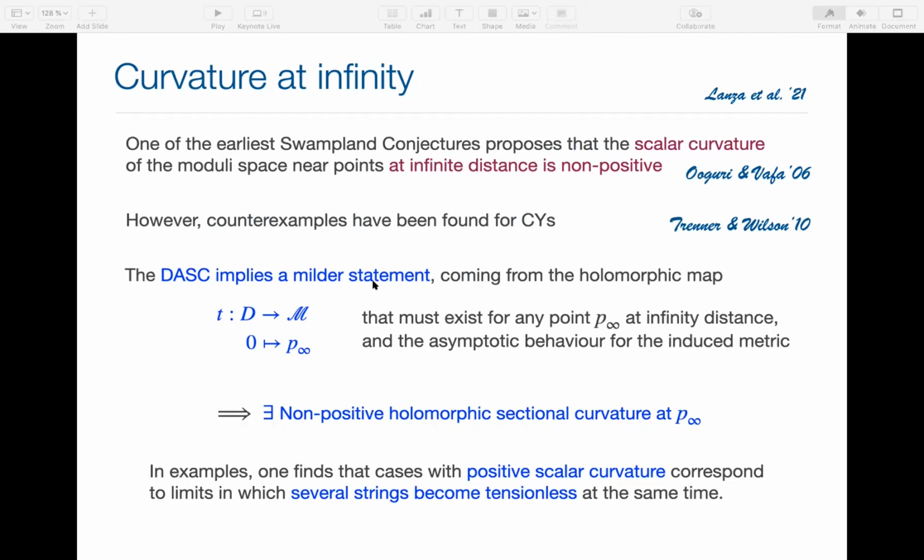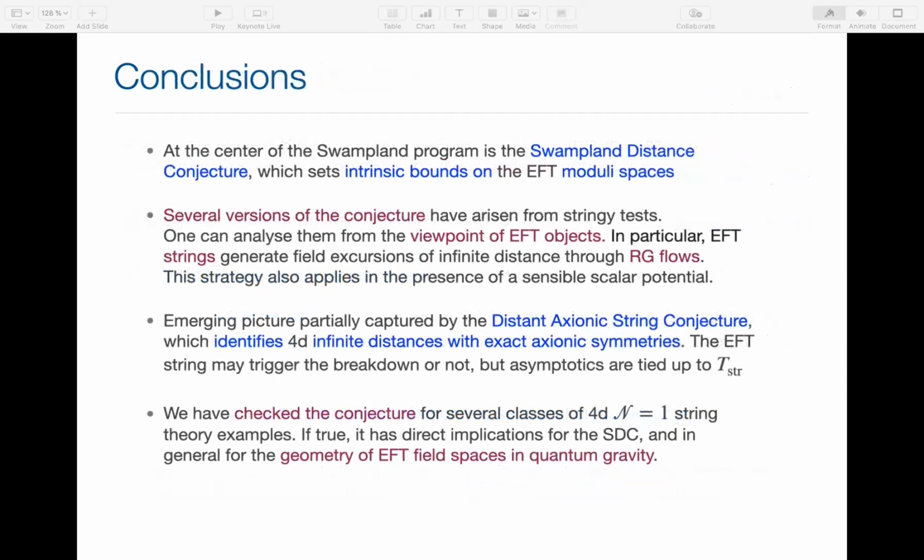non-positive. But what we do find, by construction, is that there is a holomorphic disk that you map into the moduli space. Because of that, and because of the kind of asymptotics that you get for the Kähler potential, and the fact that there is infinite distance and so on, the holomorphic sectional curvature in N=1 Kähler moduli spaces will be non-positive. This is a much weaker condition than saying that the curvature at infinity is non-positive, but it goes along these lines. And that's essentially my conclusion.